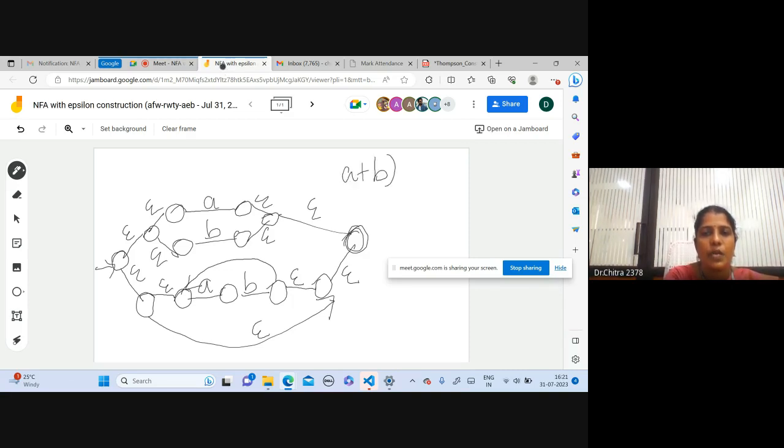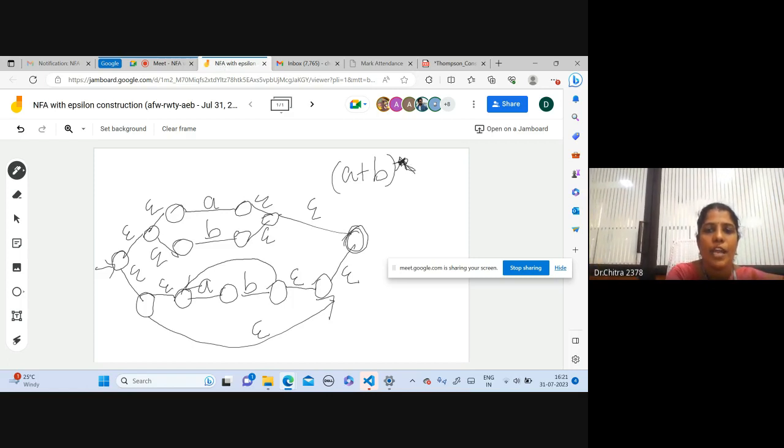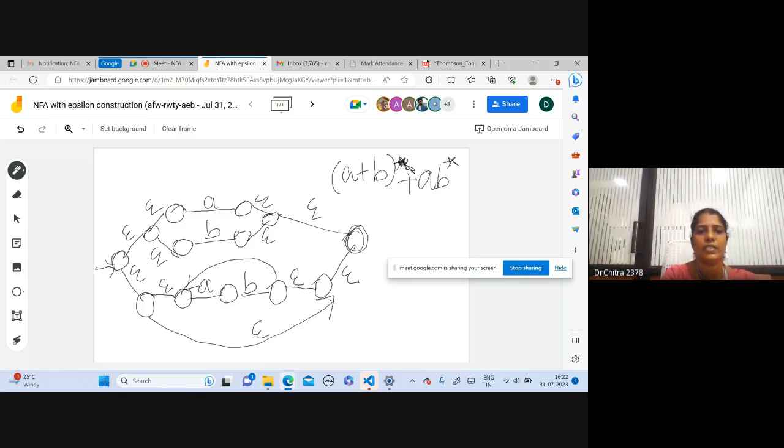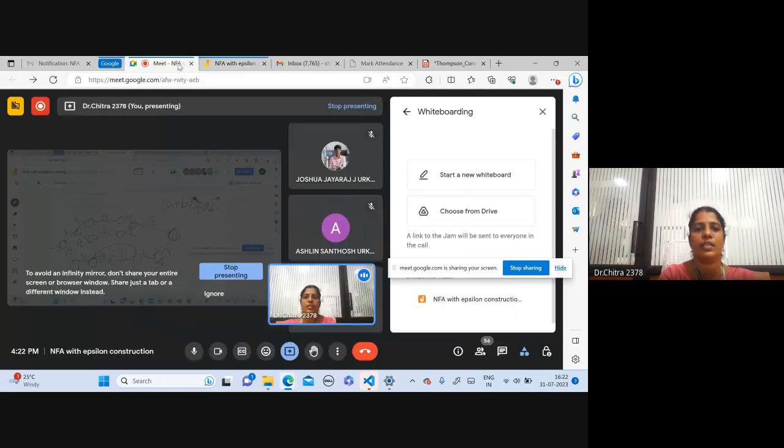This is A plus B and plus this is AB star. So this one is the diagram for A plus B plus AB star. In the same manner, you will create the diagram for the given string. So okay, I will give this in the next class.